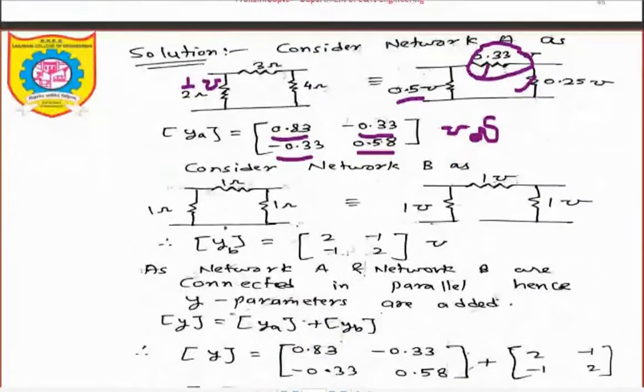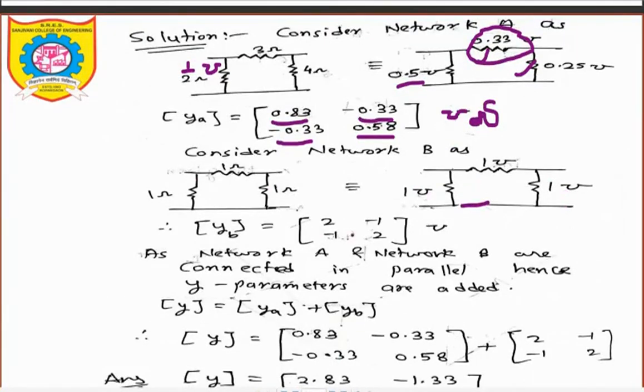Now network B. As the quantities are in ohm, we will convert them into mho. Take the reciprocal: 1 by 1 means 1 mho, 1 by 1 means 1 mho, and 1 by 1 means 1 mho. Now what is your Y11 for this network? 1 plus 1, 2. Now Y12 is minus of this admittance, that means minus 1. Y21 is minus of this, and Y22 is addition of these two, 1 plus 1, 2 mho. So we got the Y parameter for network B also.